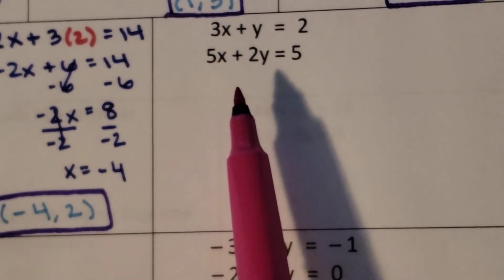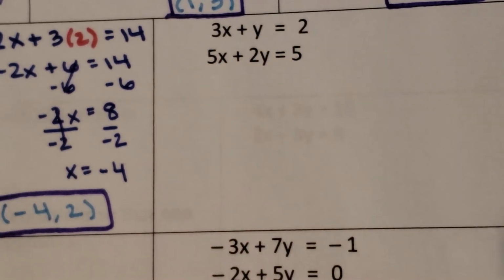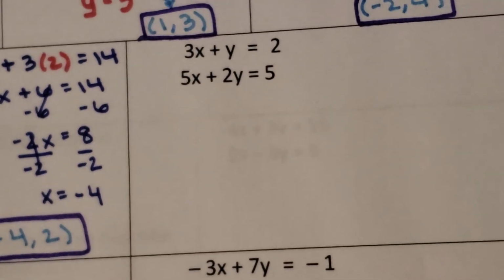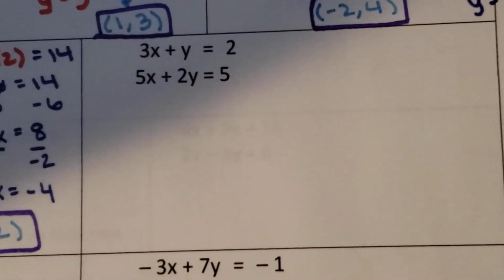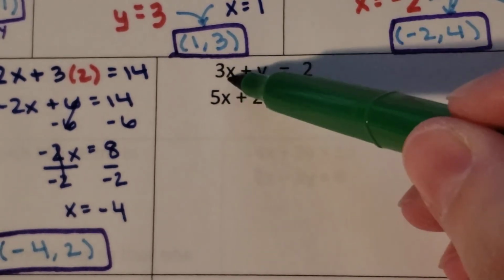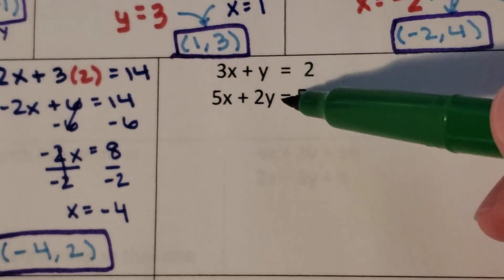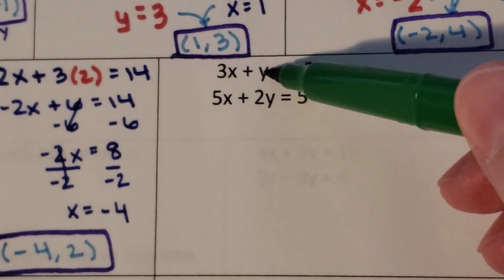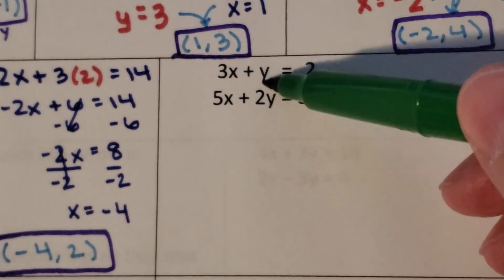Okay, so again, first step is to line up your x's, your y's, equals, constant, so that's already done for us. Step number 2 is to change one or both of those equations so that you have variables that cancel out. So here I have 3 and 5. My common multiple there would be 15, but I'd have to change both of them. So instead, I see I could create opposites if I multiplied this y by negative 2.